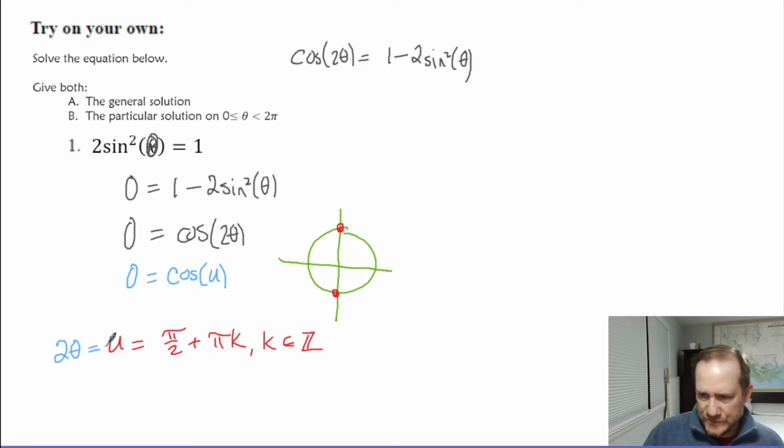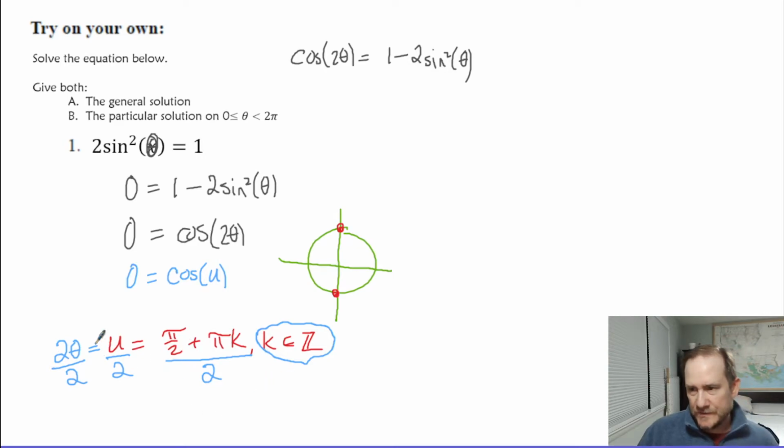So if you let u equal 2 theta and then you divide by 2, now we're dividing everything by 2 technically. The only thing that doesn't get divided by 2 is this little piece of text here. Technically the u will get divided by 2. So u over 2 would be the same as theta, which would be the same as this.